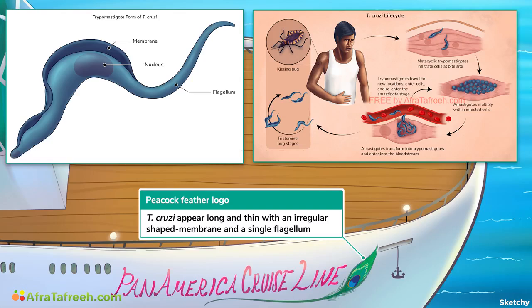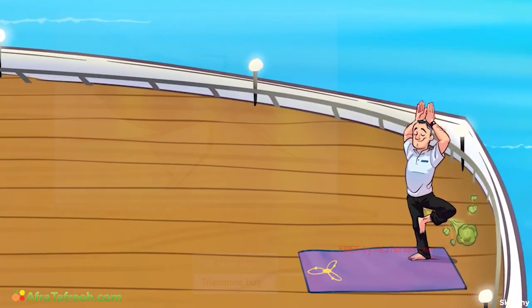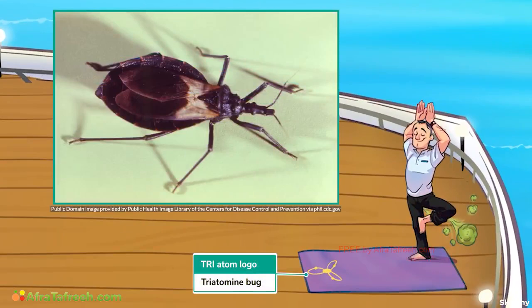We're not going to get into all the details of the parasite's development in the vector, but you should know a bit about the vector itself. These 3 atoms on the logo here should remind you that the triadenine bug is the vector for T. cruzi infection. The triadenine bug is a type of reduviid bug, so you may see that term too. Commonly, these are called kissing bugs, and you'll see why in a moment.